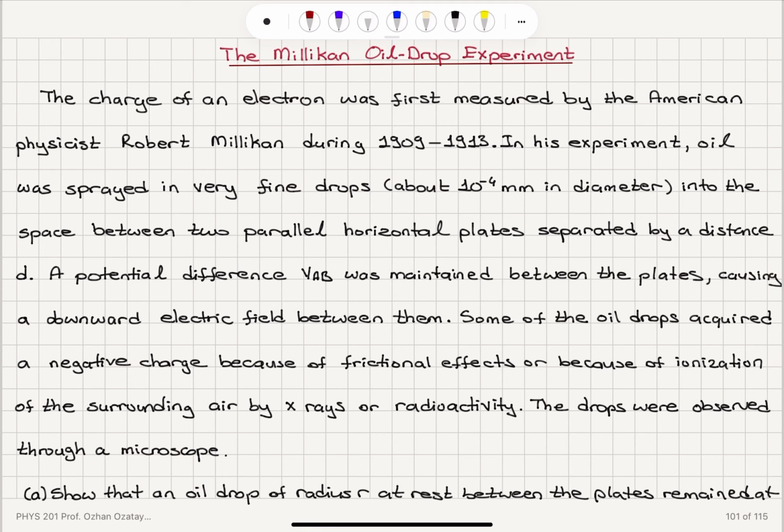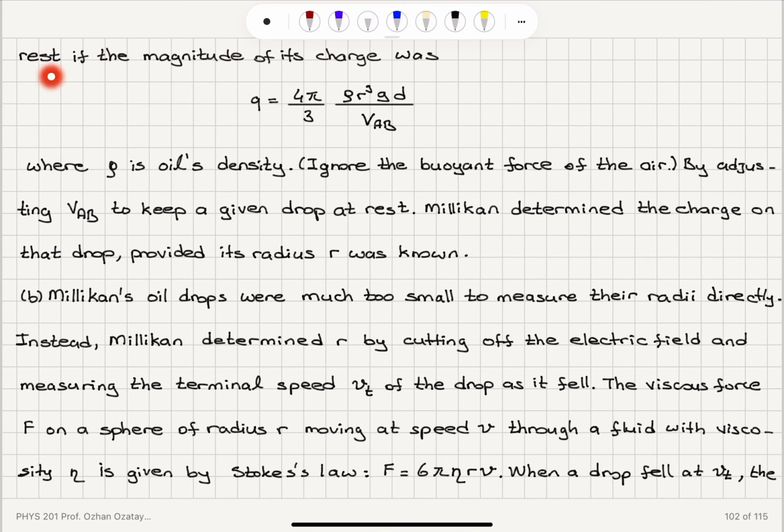Part A. Show that an oil drop of radius r at rest between the plates remained at rest if the magnitude of its charge q is equal to 4 pi over 3 rho r cubed g d over VAB, where rho is the oil's density. Ignore the buoyant force of the air. By adjusting VAB to keep a given drop at rest, Millikan determined the charge on that drop, provided its radius r was known.